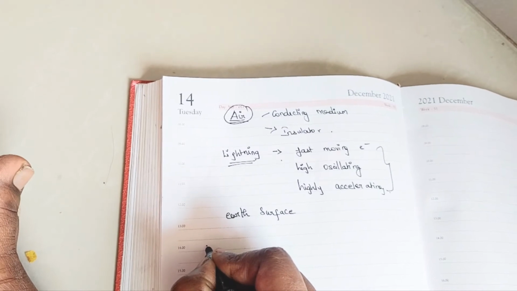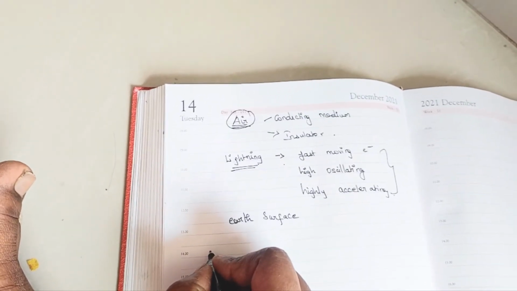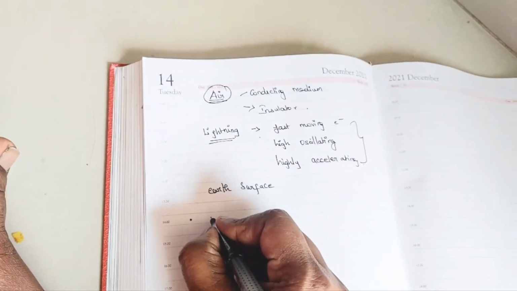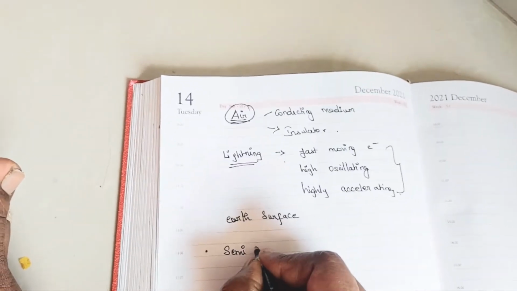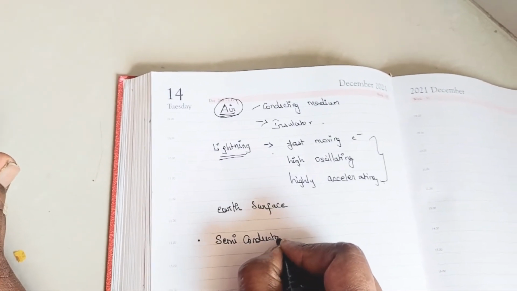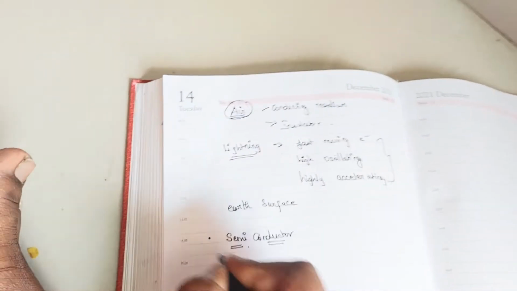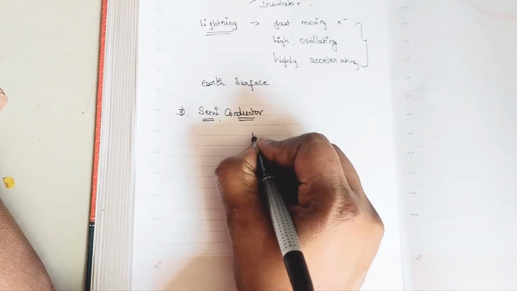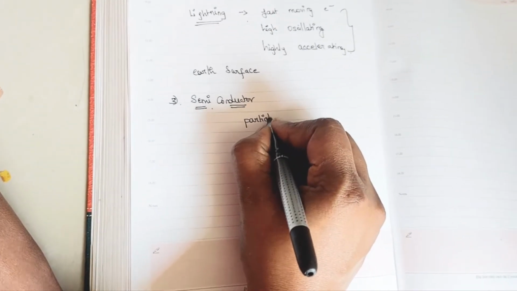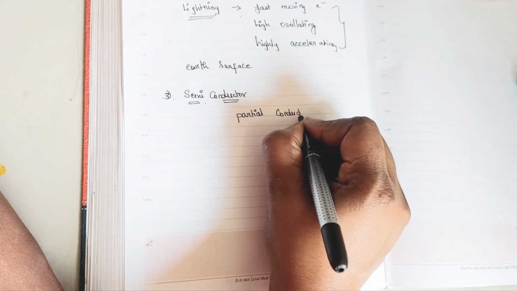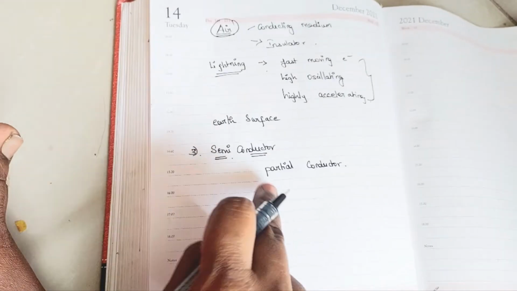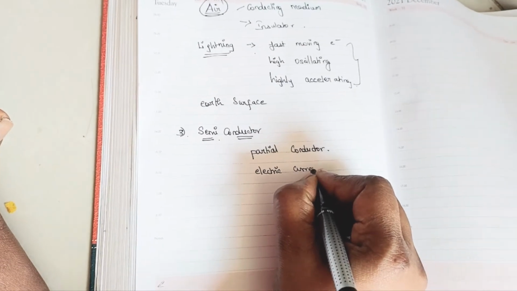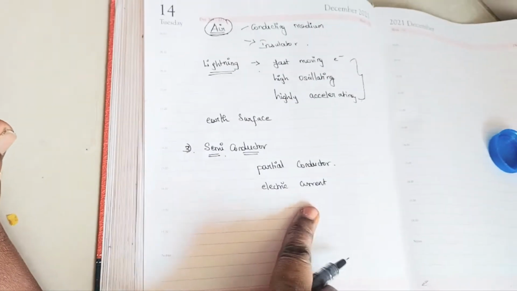So, a conductor is a material which allows electrons to flow. An insulator is a material which does not allow electrons to flow. What is the material which comes between a conductor and the insulator? It is the semiconductor, the third property of the material. The other name for a semiconductor is partial conductor. Partially means it allows the electric current or electrons partially. That is why it is called the partial conductor.